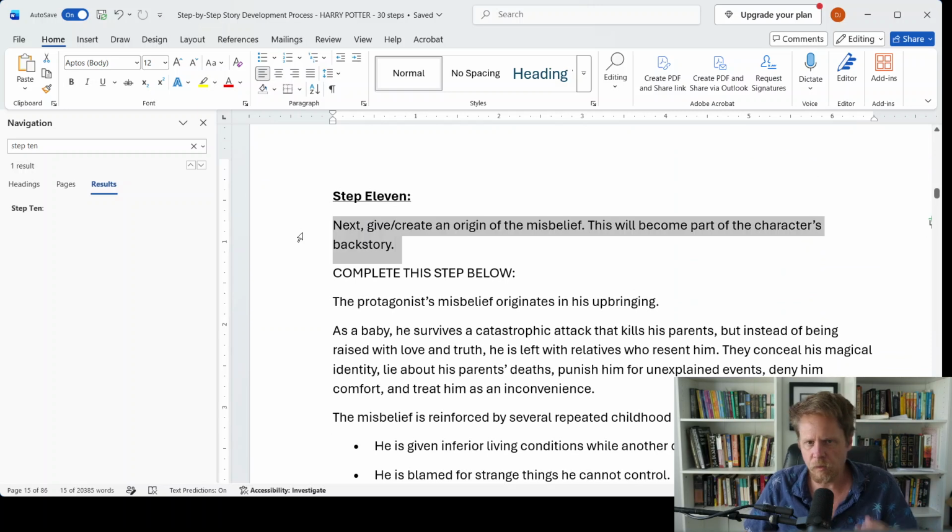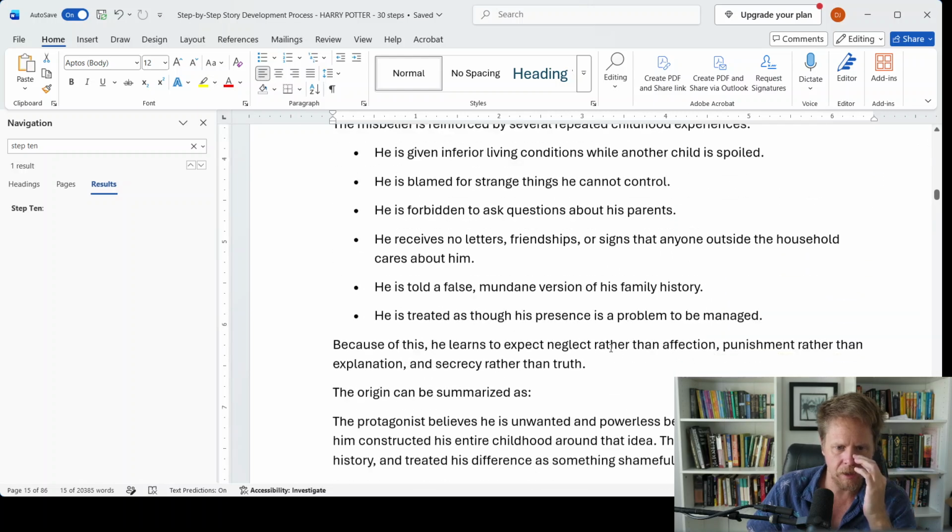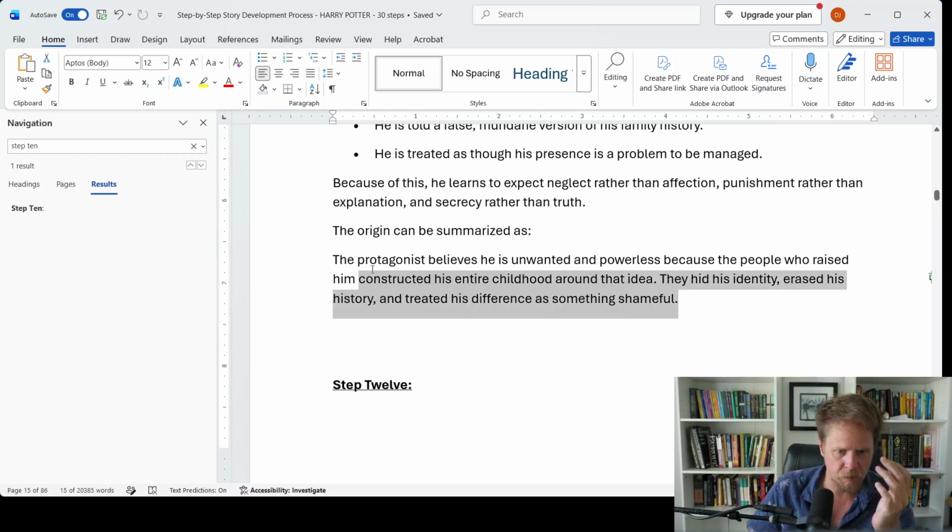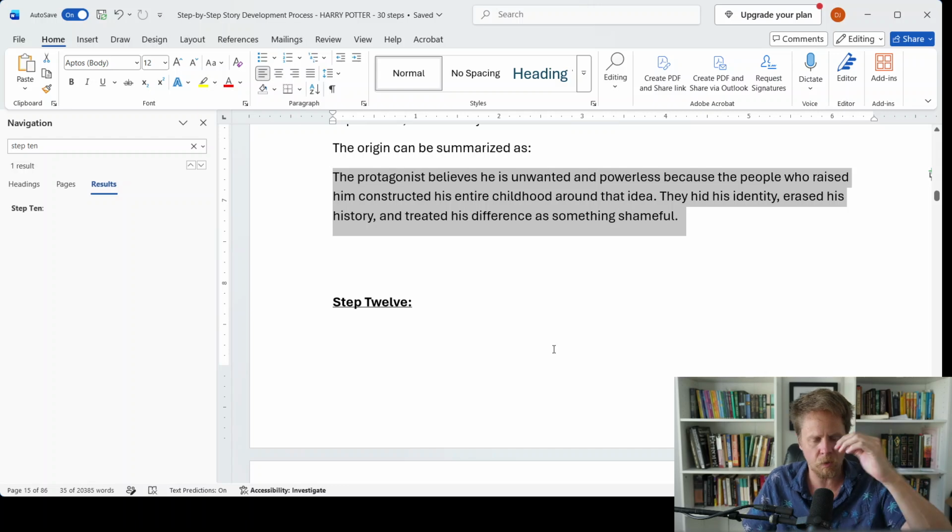And then in step 11, which we talked about in the last video, we give our protagonist an origin for their misbelief, okay? And we talked in the last video why this is important. If you don't have an origin or a backstory that explains your misbelief, then readers are just going to be confused, right? But once you give a backstory, I summarized it as our example of Harry Potter in the last video, and I'll just repeat that real quickly because it's important for step 12.